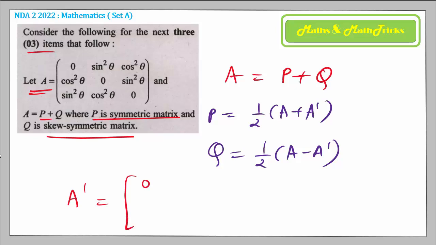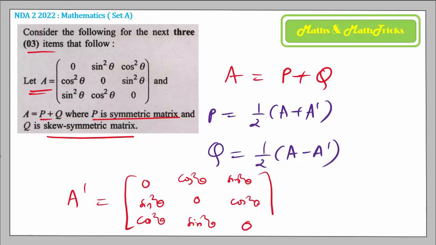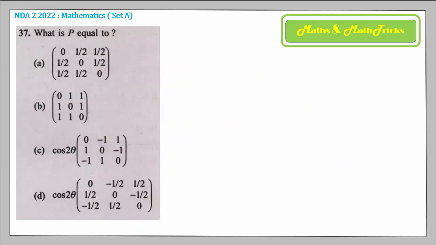Interchange all the rows into columns. So 0, sine square theta, cos square theta; cos square theta, 0, sine square theta, right? Then you have sine square theta, cos square theta and 0. Okay, so this is the transpose of the matrix. Now the question number 37 tells you to determine P, which is half into A plus A dash. So adding A and A dash.